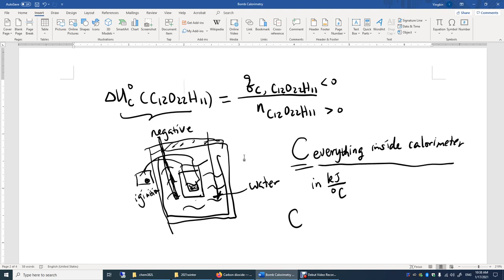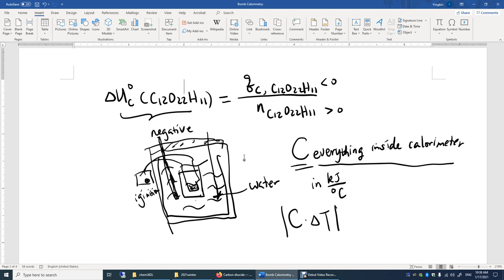All right, so if I know the heat capacity of everything inside the calorimeter C and multiply the temperature change of the calorimeter before and after the combustion, isn't this just the amount of heat that flows into the calorimeter, and that's the amount of heat flows out of the reaction system, right? So we can have this equation.